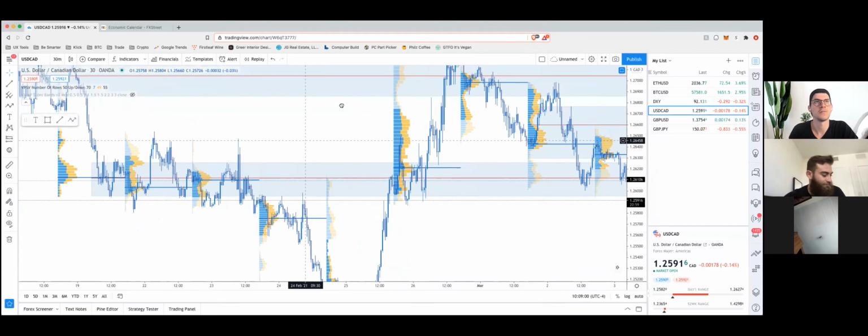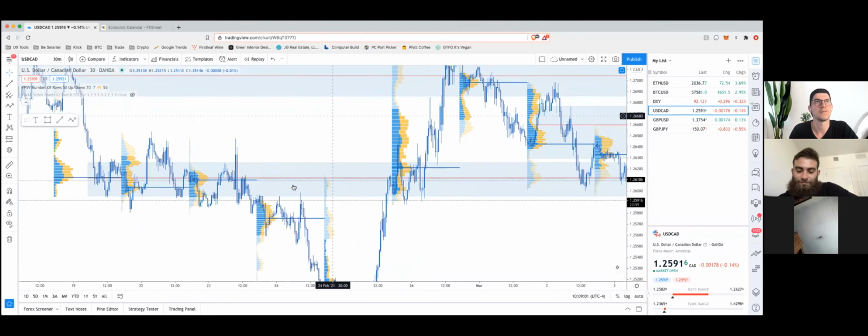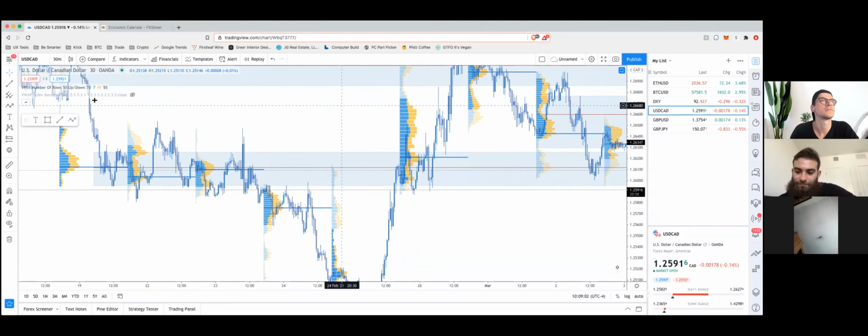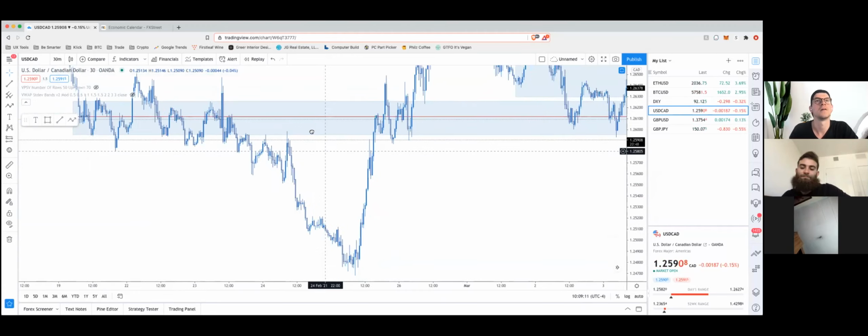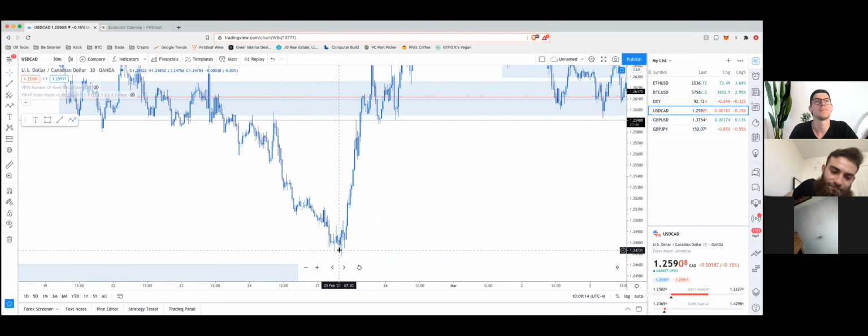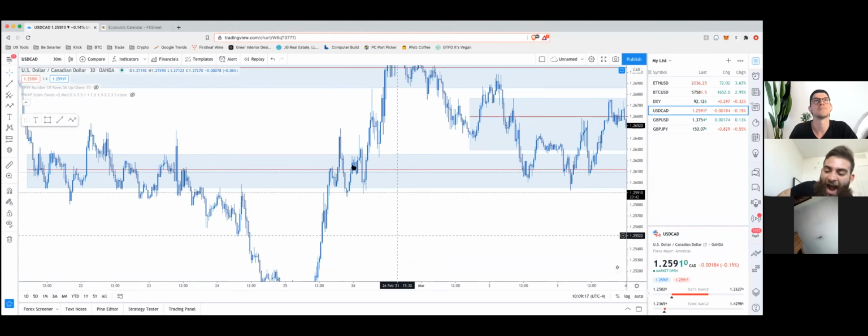So this is the other scenario that we're looking for, right? See price, let me get rid of this. Price ranged and came back and tested this zone 3 times and rejected it. And then came down here. And then shot back up back in this value zone.